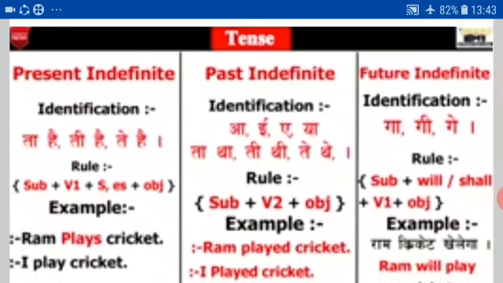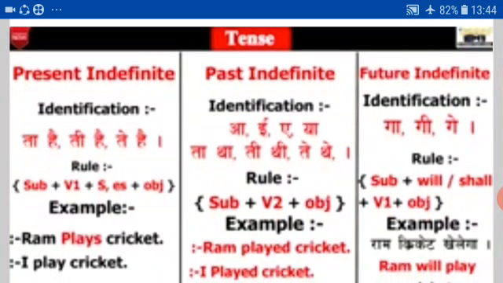Students, if we are using a plural subject, then we have no need to add s or es in the first form of verb. But if we are using a singular subject, then we need it. If we are making a negative sentence, then we should use does not with a singular subject and do not with a plural subject. In the same way, if we are using an interrogative sentence, then we should use does or do in the beginning of the sentence.